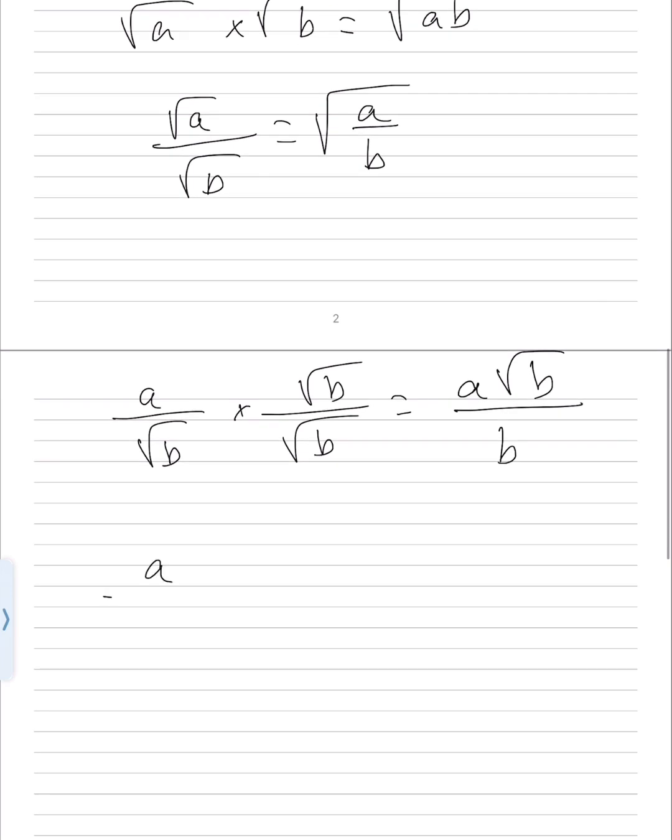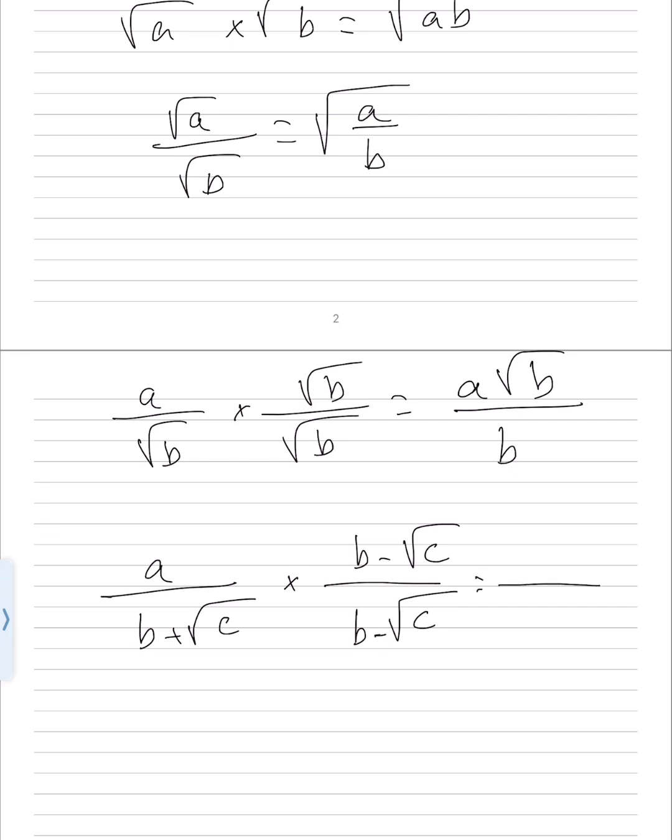But if we have an expression in the denominator, like a over b plus root c, in that case we have to multiply by the conjugate of the denominator. What does that mean? The same terms with the opposite sign. So here we have b plus root c, we multiply by b minus root c. So the denominator will be the difference of two squares, so directly we can put b squared minus c, and then the numerator will be ab minus a root c. So this is everything in chapter 1 P1.